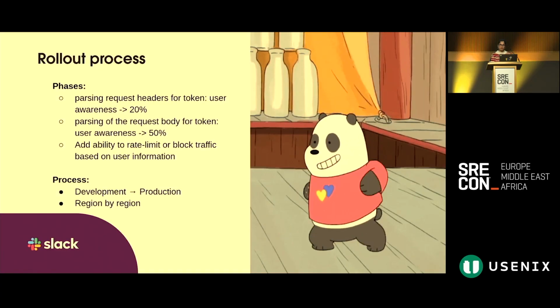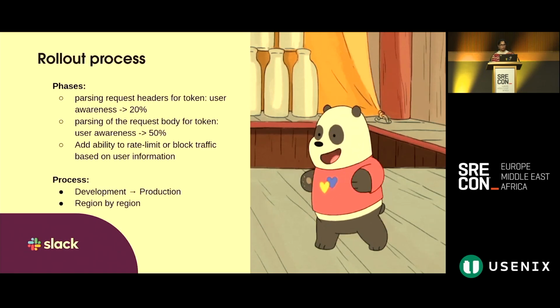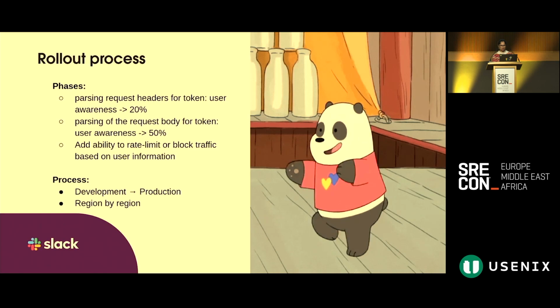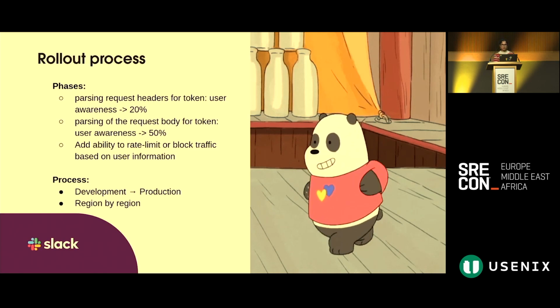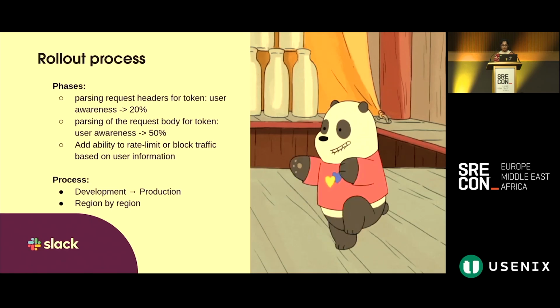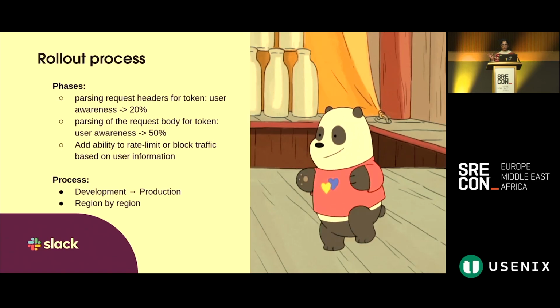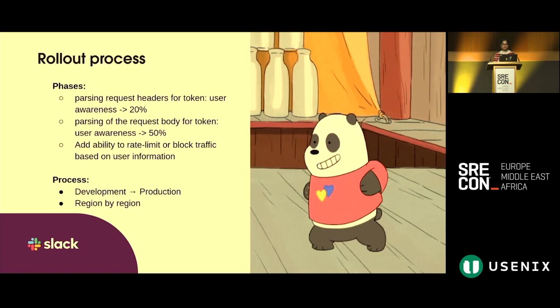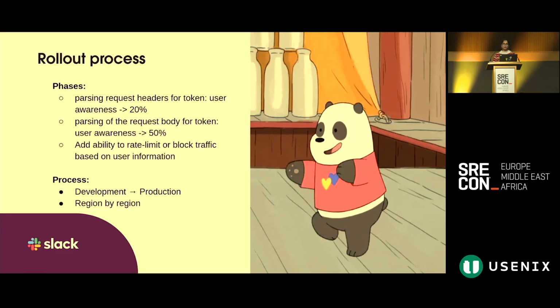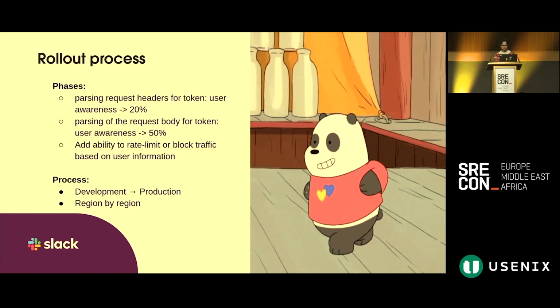After the initial deployment, the user awareness percentage was 20%, was just 20. What do I mean by that? Which means that only 20% of all our API requests had user information. And this is very much from the auth service perspective. That doesn't necessarily mean that only 20% of the requests had a token in the authorization header.